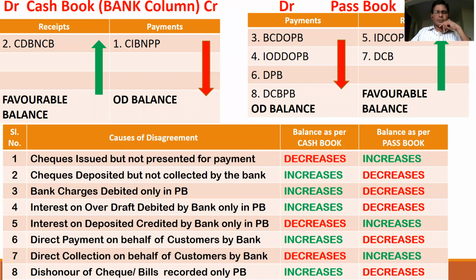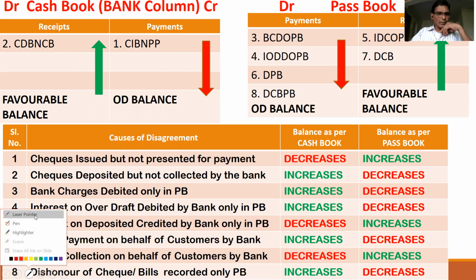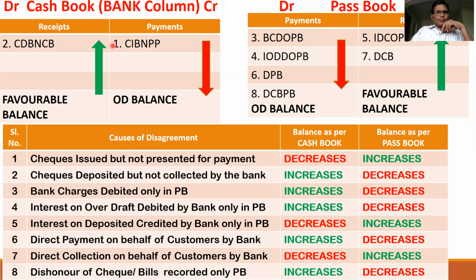Once again, this is very important for explaining BRS. There are 8 major points. If you are thorough and you comprehend these 8 points, no doubt BRS is very easy. Surely you will get good marks in BRS.